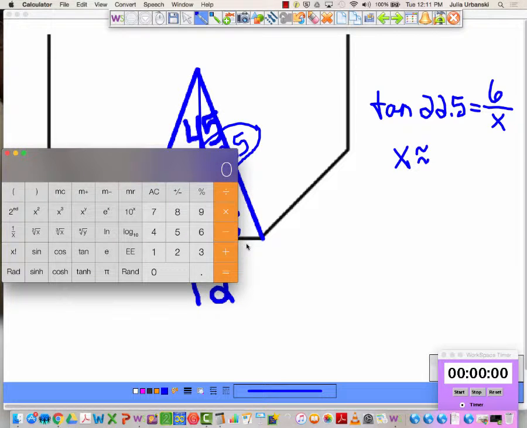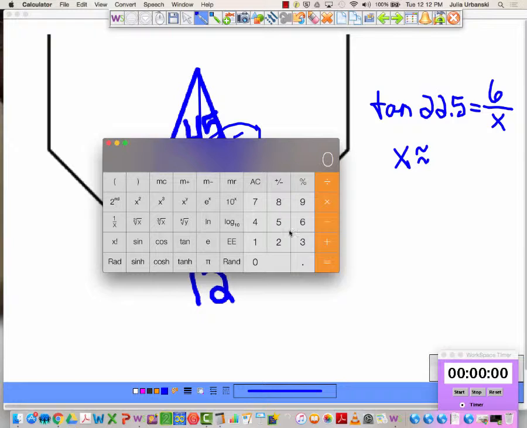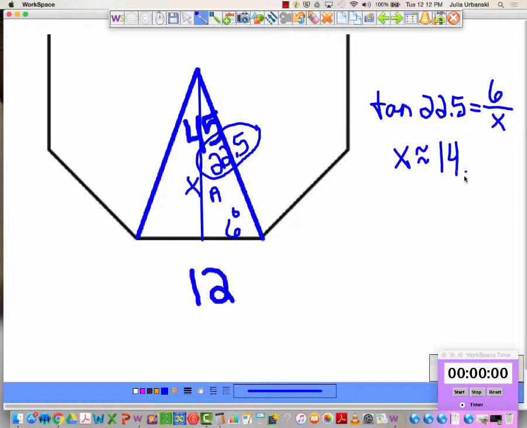We're going to do 6 divided by the tangent of 22.5. That comes to about 14.5. The 8 makes it go up. So think about what we've done. We have found the height of the triangle, 14.5. We couldn't use the Pythagorean theorem because too many sides were missing. We had to do the angle part, 14.5.